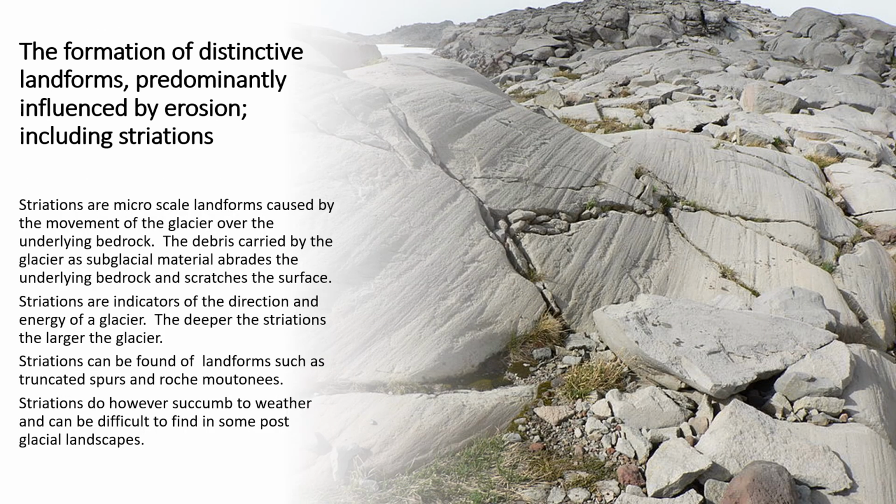You will find within your valley striations. These are small microscale landforms that show the direction of the movement of the glacier. You'll find them on truncated spurs and roche moutonnées and on the bottom of the U-shaped valley as well.